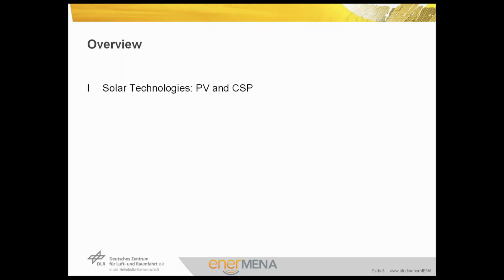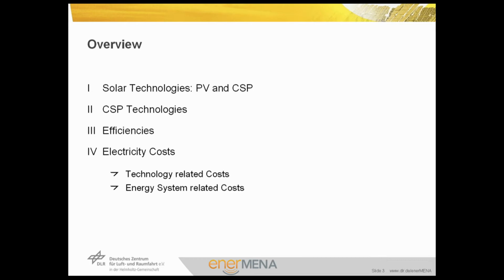To begin, I have a brief remark on the difference between PV, photovoltaic, and CSP, concentrating solar power, followed by an overview of the different CSP technologies. Then I'm going to say some words about the different efficiencies of concentrating solar power systems. I will conclude with some remarks about electricity costs. We can distinguish technology-related costs and energy system-related costs.